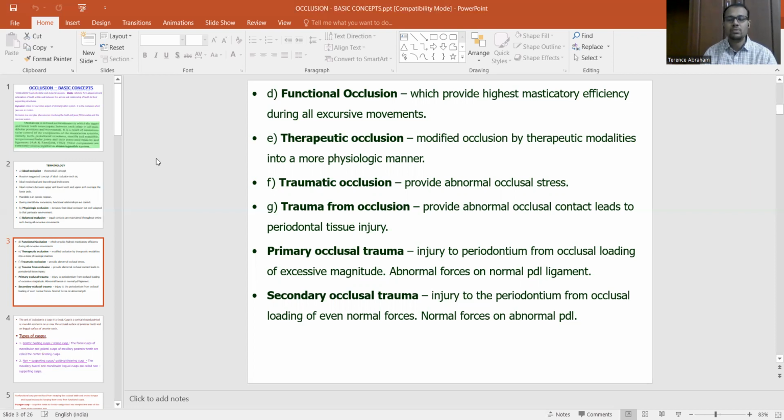It is the injury to the periodontium from occlusal loading of even normal forces. That means even normal masticatory forces can produce injury to the periodontium, because the periodontium is already weak in such patients. So normal forces are acting on a weak or abnormal periodontal apparatus. That is secondary occlusal trauma.